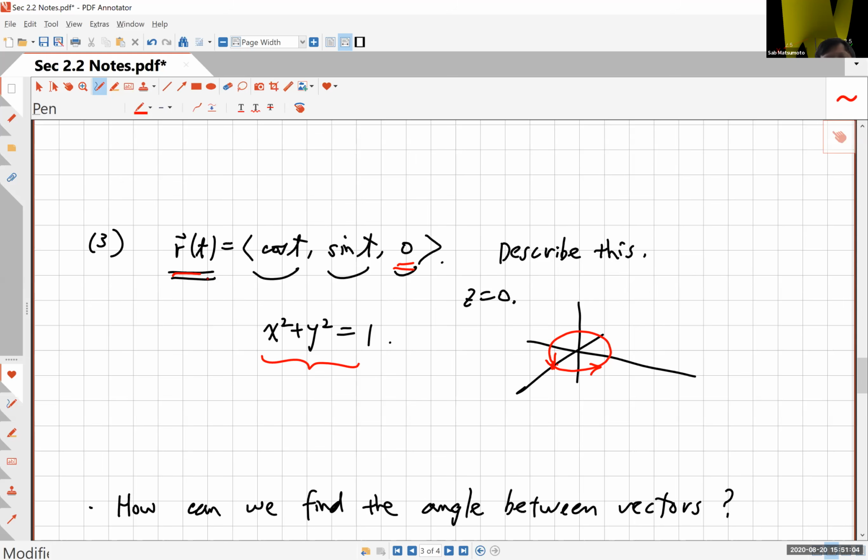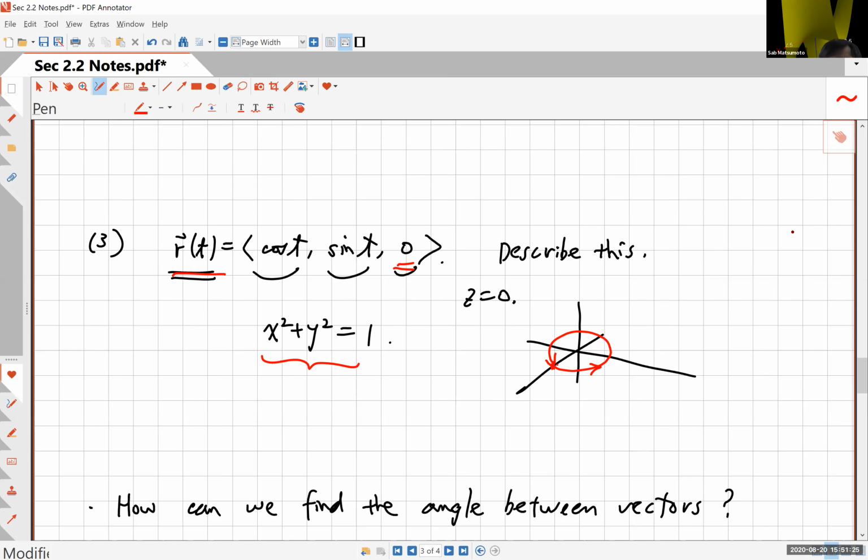This is something that we will be studying extensively in chapter 3. But at this point, I just want you to be familiar with how to write and describe vectors, both visually by sketching, and also algebraically in terms of equations. Okay, I think that's it for this section.